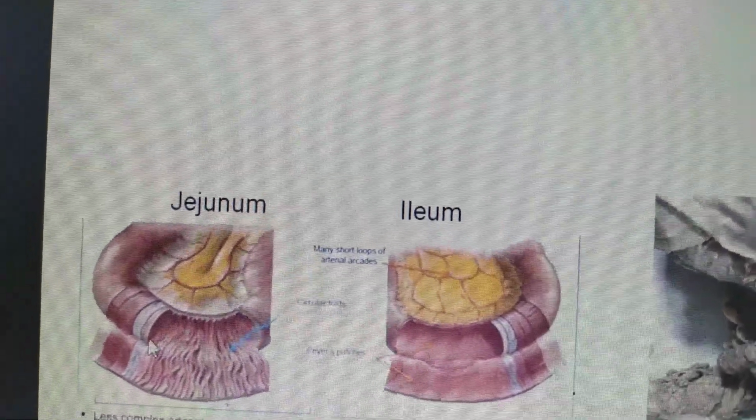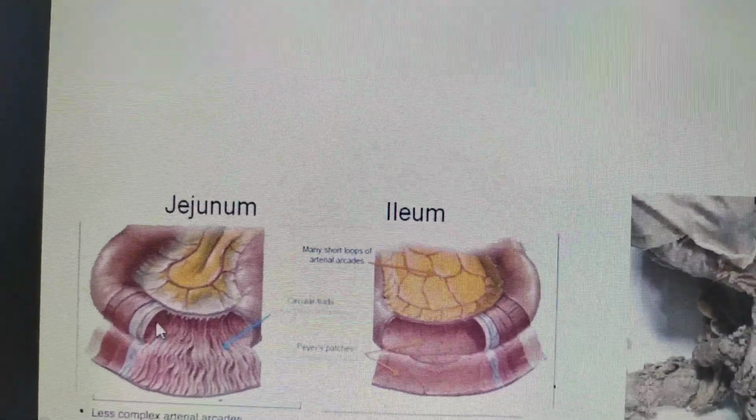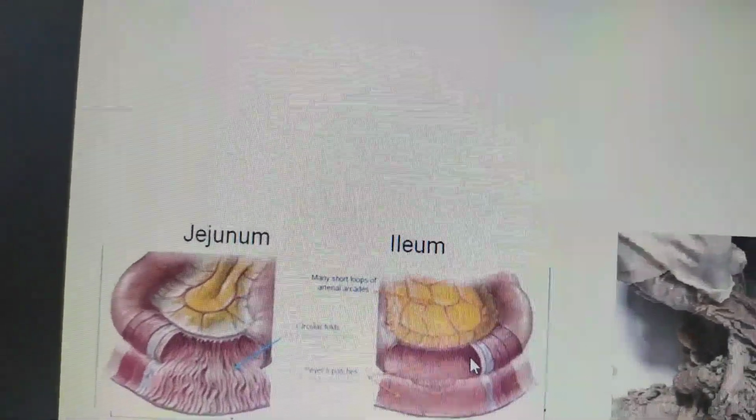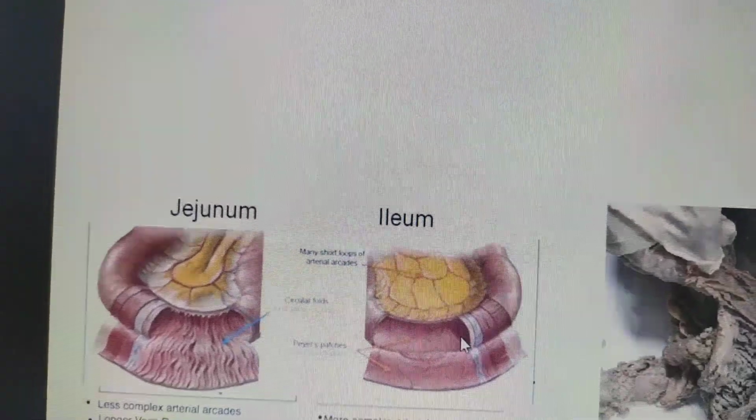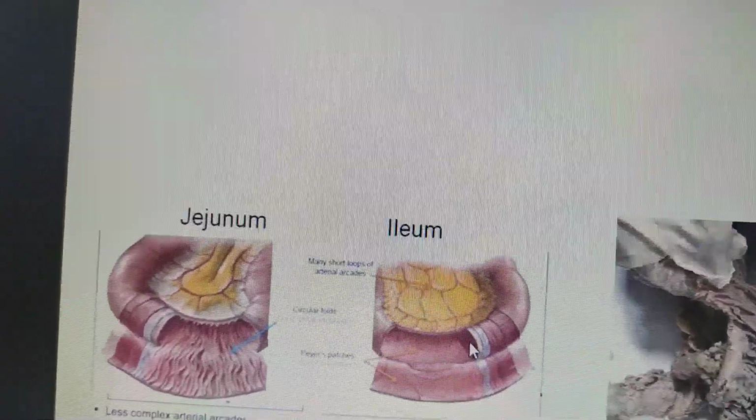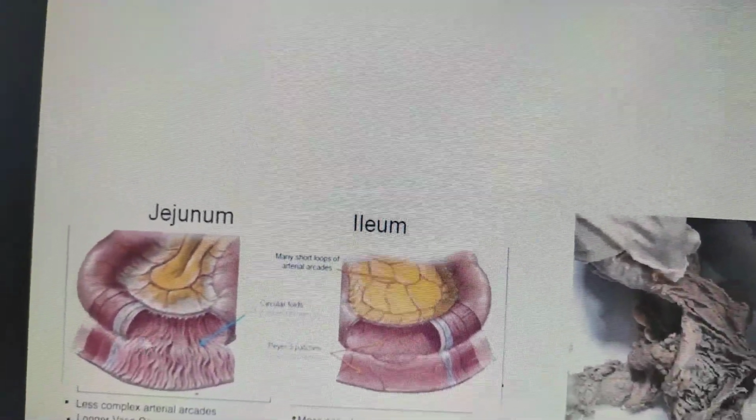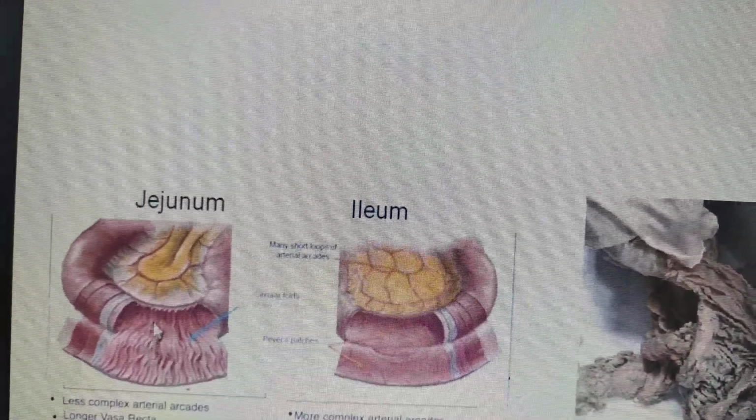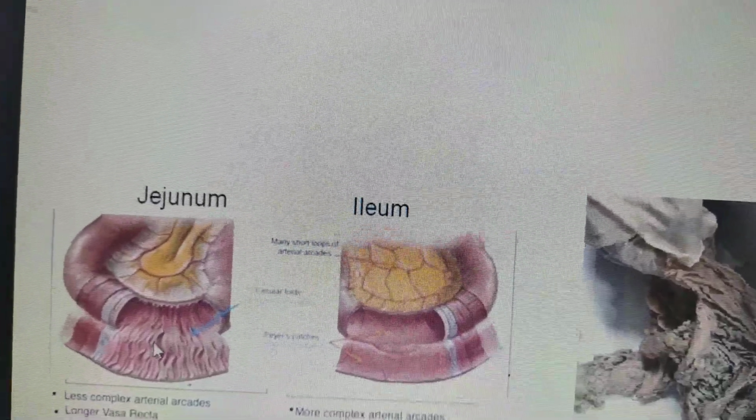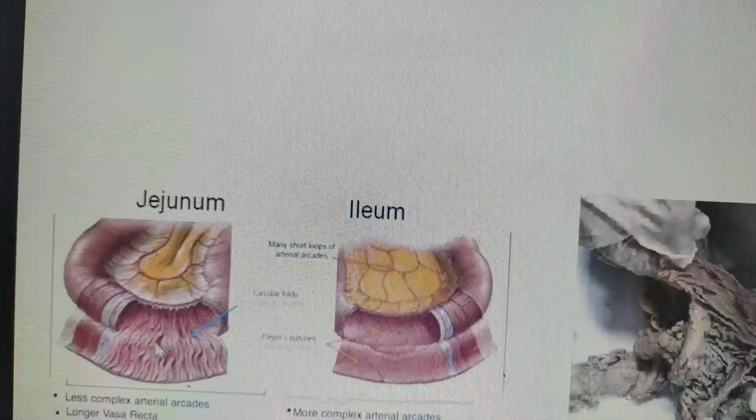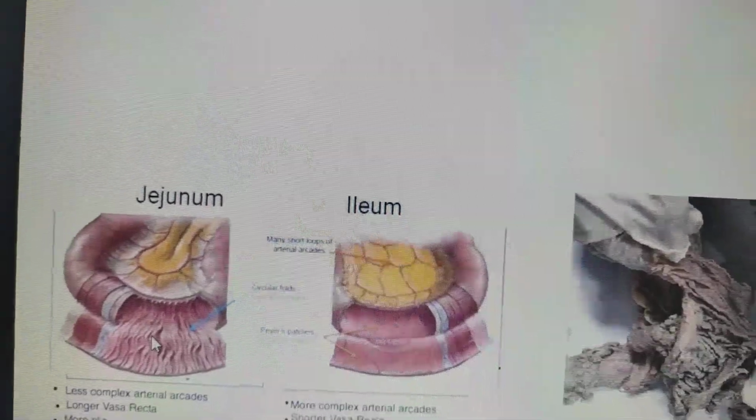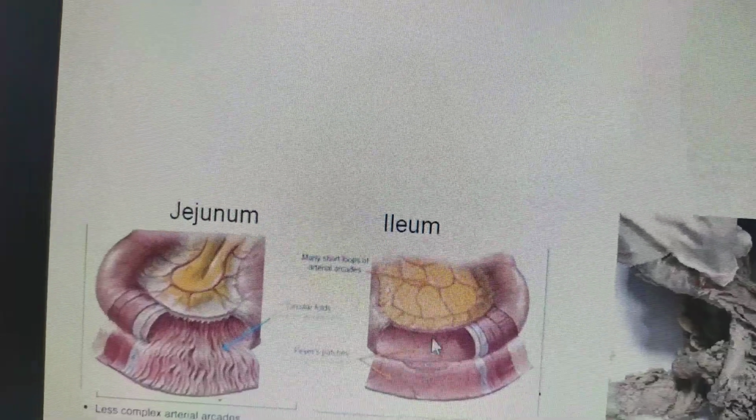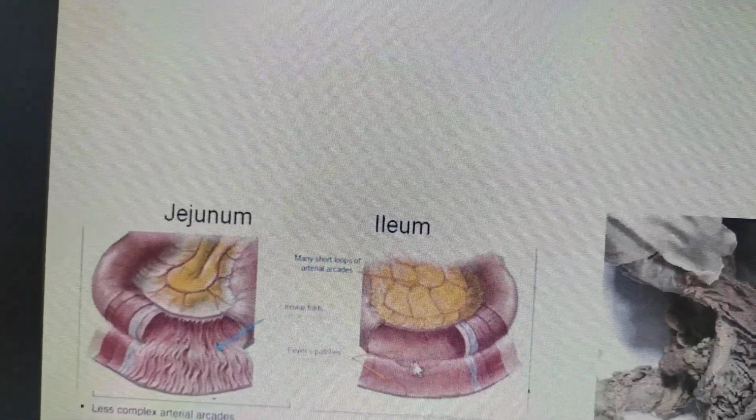This is the lumen of the jejunum, which is wider and often empty, while this is the lumen of the ileum, which is narrower and often loaded. These are the circular mucosal folds, known as the plica circularis, which are more in number and closely set in the jejunum, while in the ileum these circular mucosal folds are less in number and sparsely set.